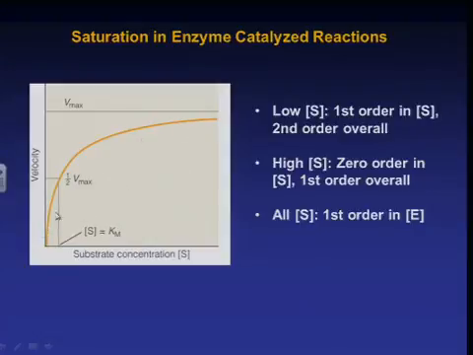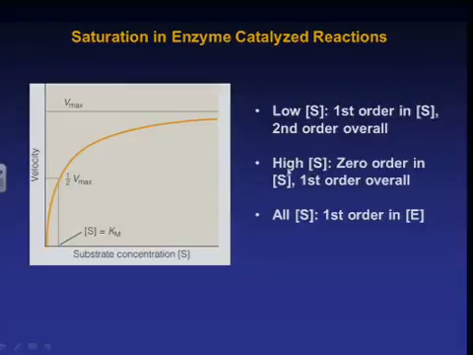So at low substrate concentrations, it's going to be first order with respect to substrate, but we also know if this is enzyme catalyzed, it's also going to be dependent on the concentration of what? The enzyme. So that's why it's second order overall. At all substrate concentrations, it's first order with respect to the concentration of enzyme.